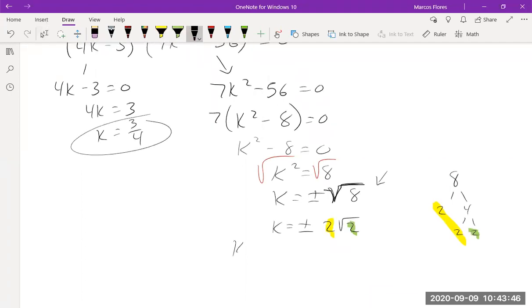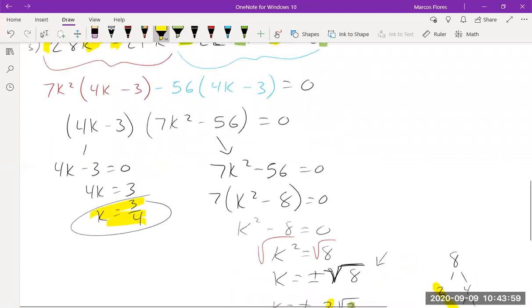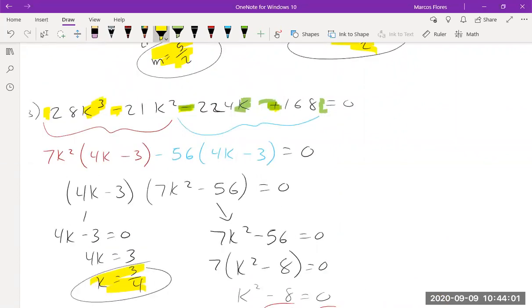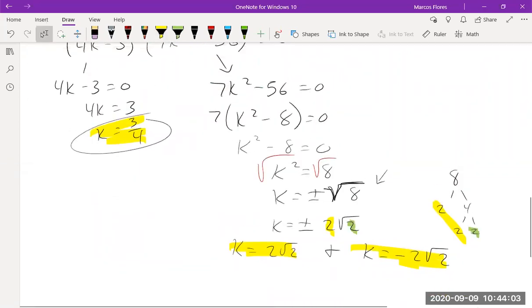So I have two answers here. K equals a positive 2 root 2 and K equals a negative 2 root 2. So I have one answer, two answers, three answers, and I started with a power of 3. Any questions for this problem?